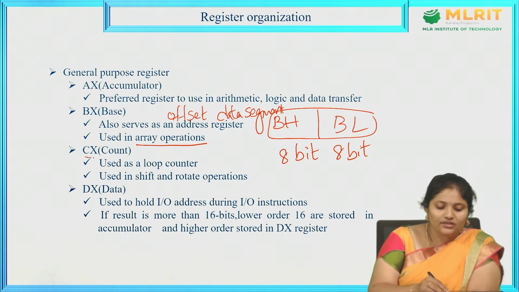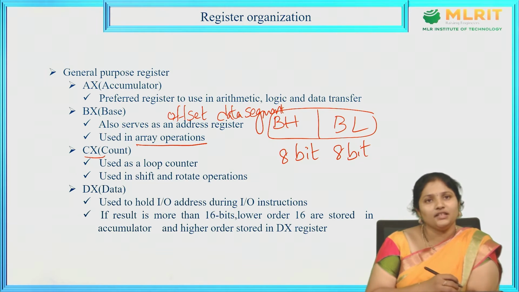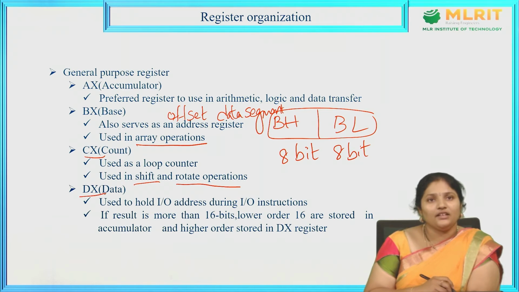And the CX register is usually considered the count register for loop operations. If continuous loop operations are there, we can use the CX register. Shift and rotate operations can also use this count register. The DX register is a data register.